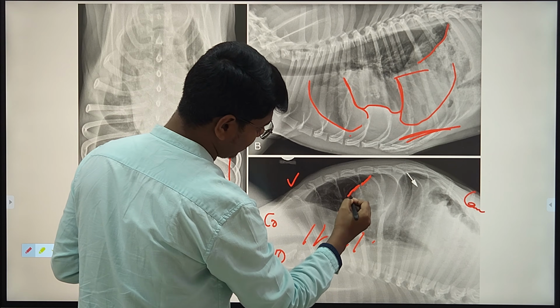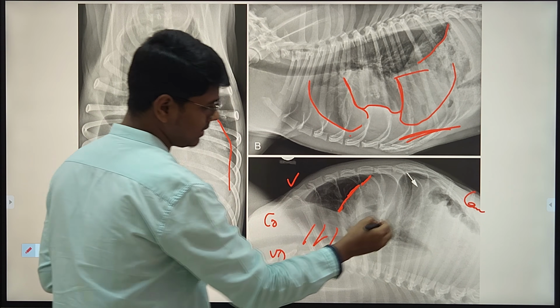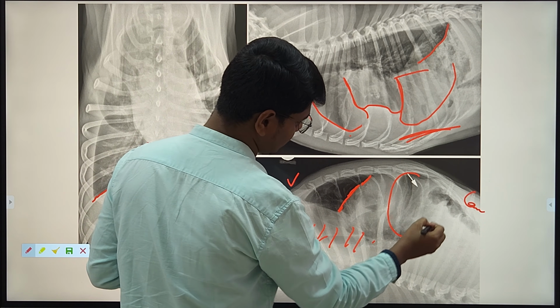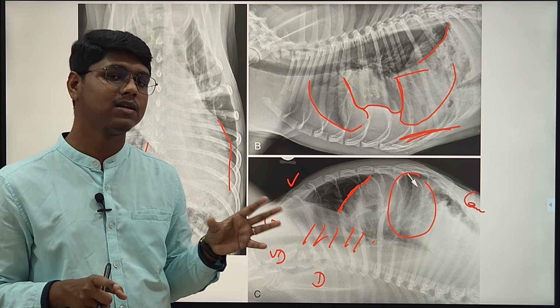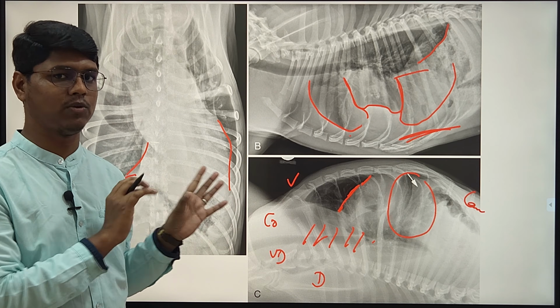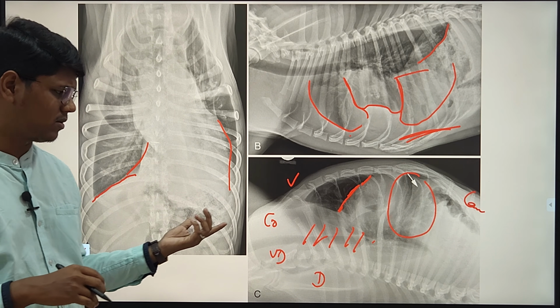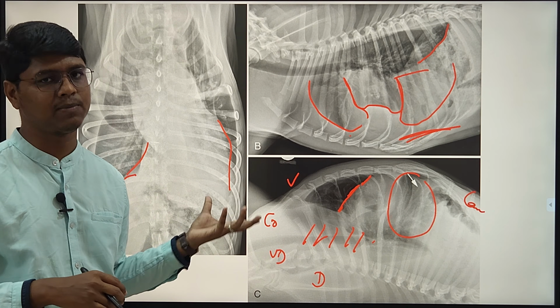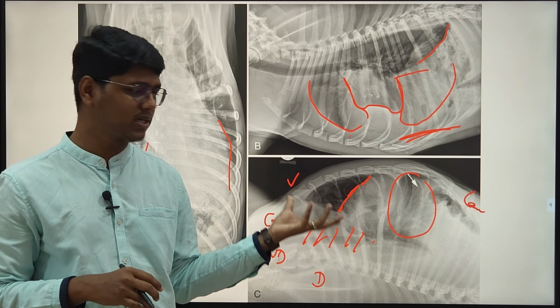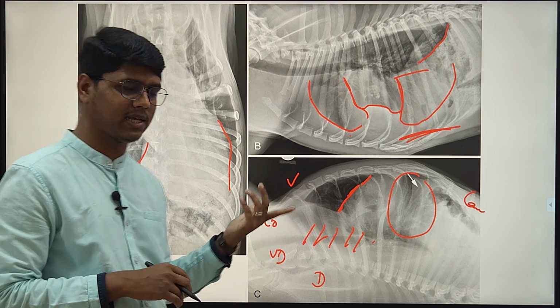So you can see the cranial border of the heart. Still you can't see the caudal border of the heart and also the diaphragm. So it seems that there might be diaphragmatic hernia along with the pleural effusion. Many times if this is not helpful, then you can remove the pleural fluid, and after that you can take another radiograph, okay, then you can identify the diaphragmatic hernia.